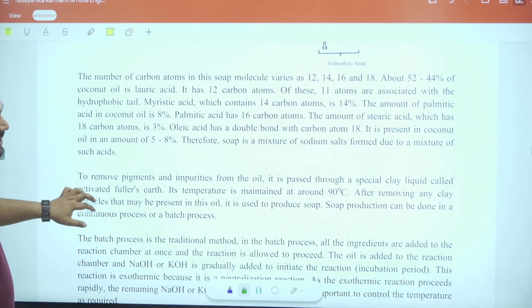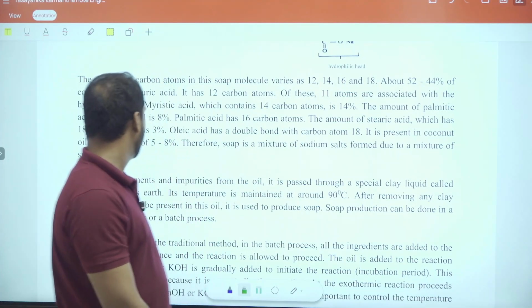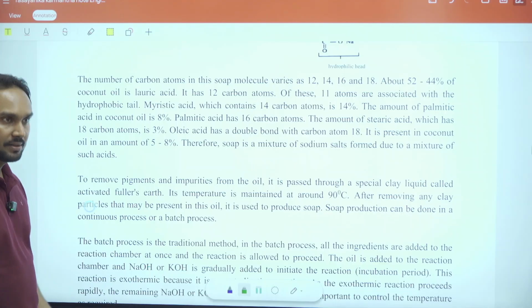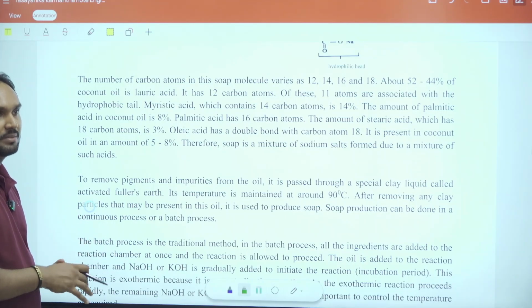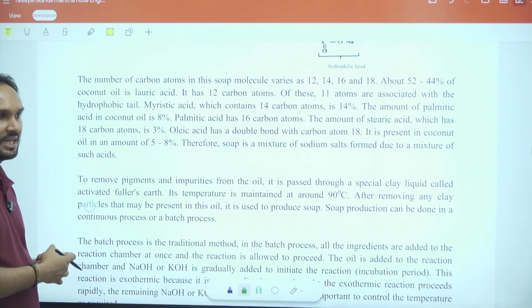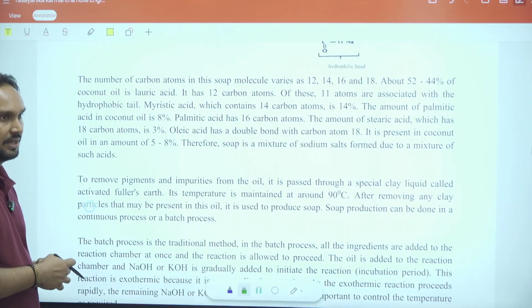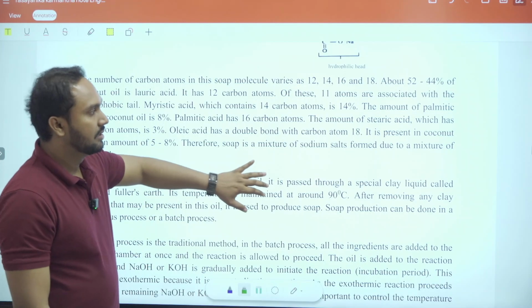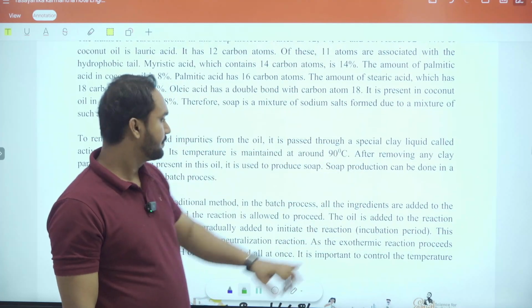Therefore, soap is a mixture of sodium salts formed from a mixture of such acids. Do you get it? The soap is not just one compound. It's a mixture of the salts of fatty acids, right? Because the fatty acids in an oil are different, they all make salts, and the soap is a mixture of all those fatty acid salts, right?